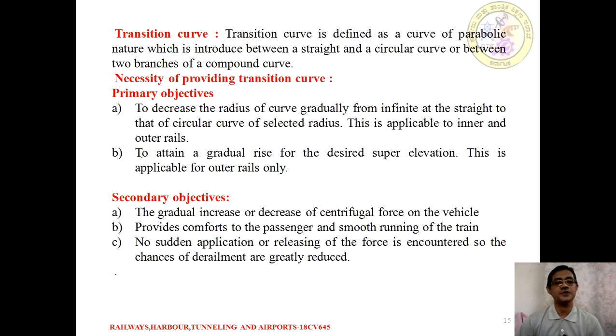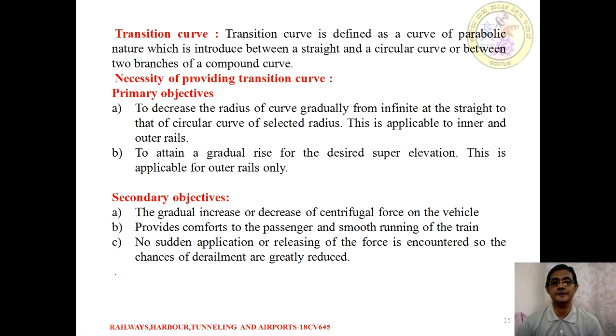Apart from that, transition curves are provided to attain a gradual rise for the desired super elevation. Apart from these primary objectives, the secondary objective of providing a transition curve is the gradual increase or decrease of the centrifugal force on the vehicle, in order to provide comfort to the passenger for smooth running over the rail. No sudden application or release of force is encountered, and cases of derailment are greatly reduced. These are the primary and secondary objectives of providing transition curves.